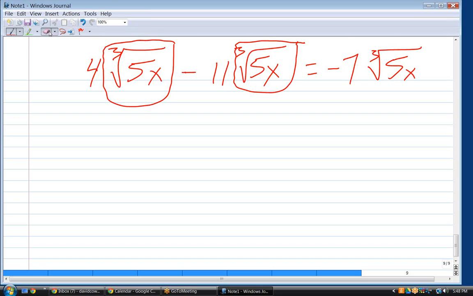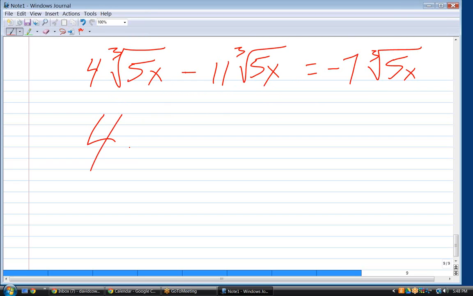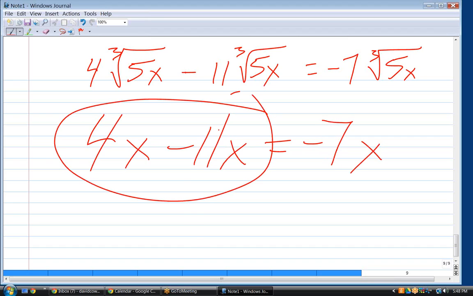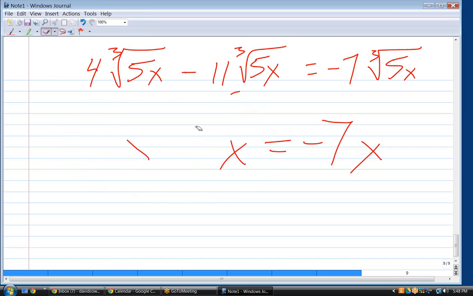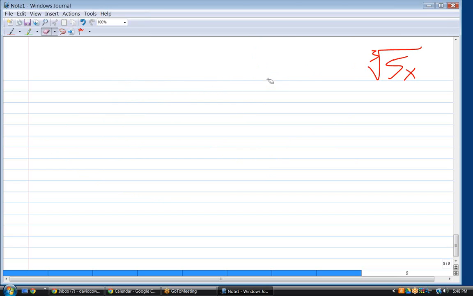So as long as stuff is the same, just do regular. In other words, this problem is basically the same as 4x minus 11x, which is minus 7x. Why can I combine those? Because they're x's. They're both apples. So you can combine stuff as long as it's the same. If it's different, you can't combine them, or you have to change it so that it is the same. Partly the same, at least. What else?